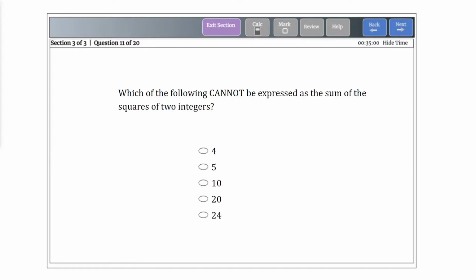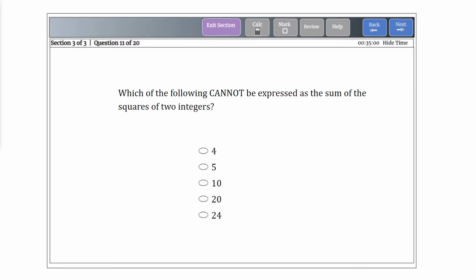This question is asking us which of the following numbers cannot be expressed as the sum of the squares of two integers. So when we consider these numbers, we're trying to figure out, can we think of two square numbers, numbers that are the square of an integer, that add up to each of our choices? So it's important here that it uses the word integer and not number. Far more numbers can be represented as the square of a number. For instance, 3 is not what you would think of as a square number, but if you square the square root of 3, you'll get 3.